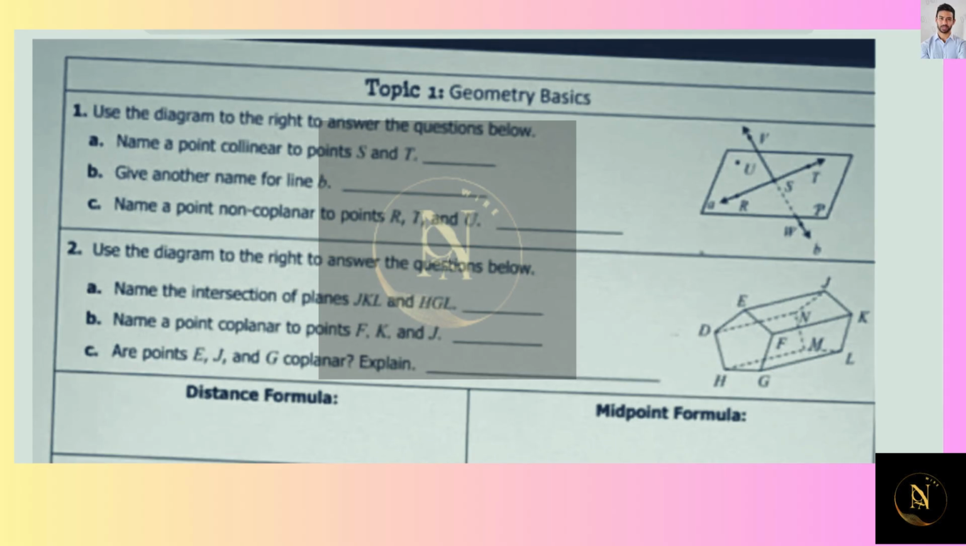All right, so I can't really just do the assignment for you here, but I can make sure that you understand some things. Collinear means on the same line. So points S, T, R are on the same line. So R is collinear. Another name for line B, you can use 2 points that are on the line. So you could pick SW, for instance.